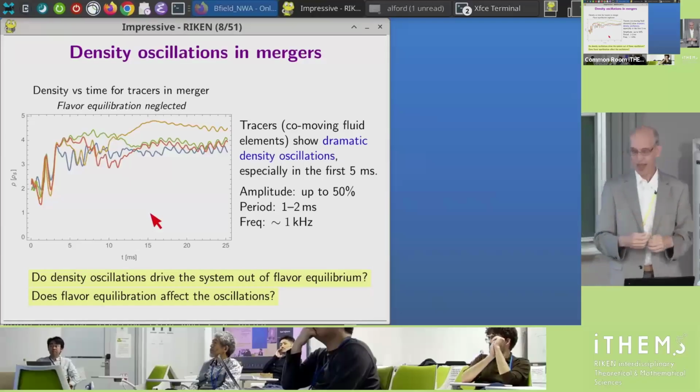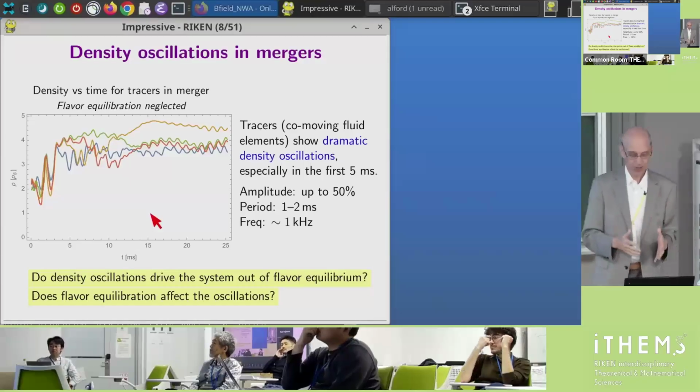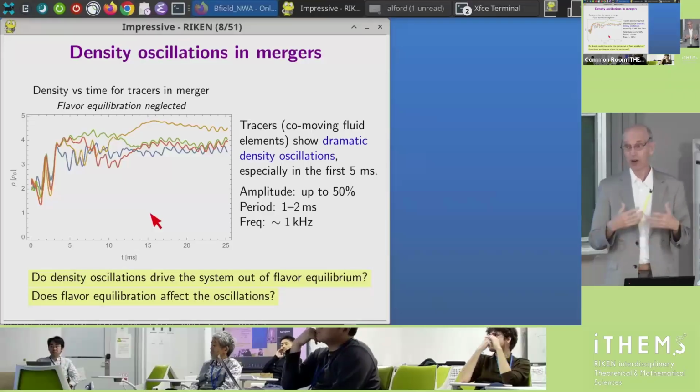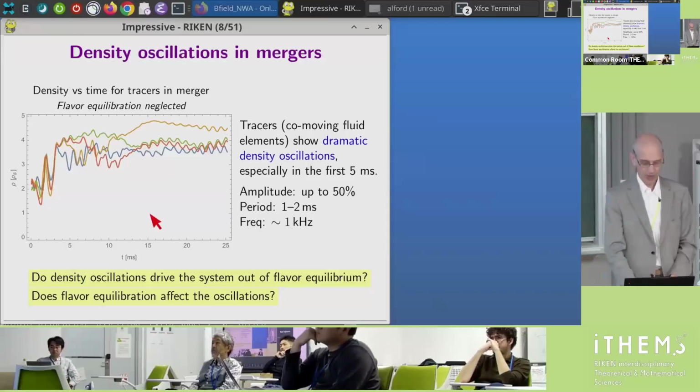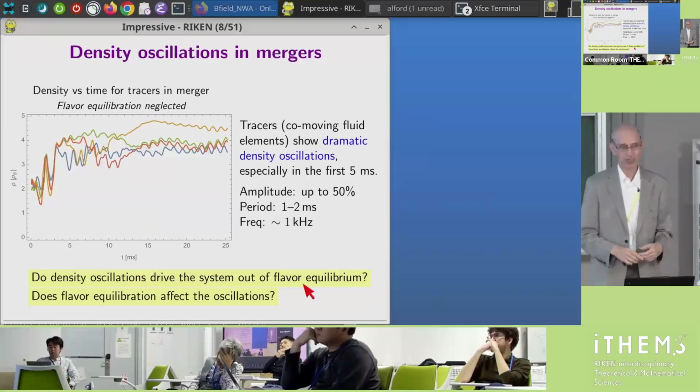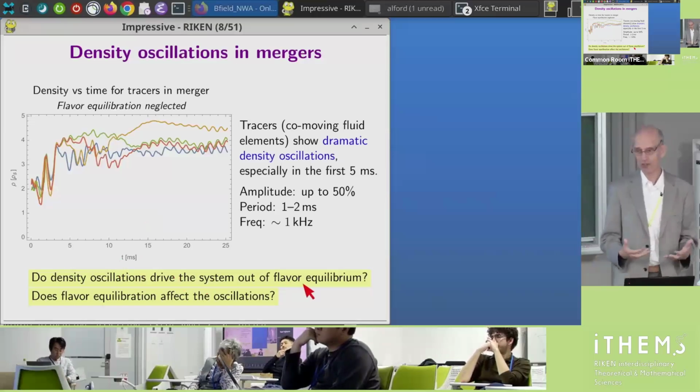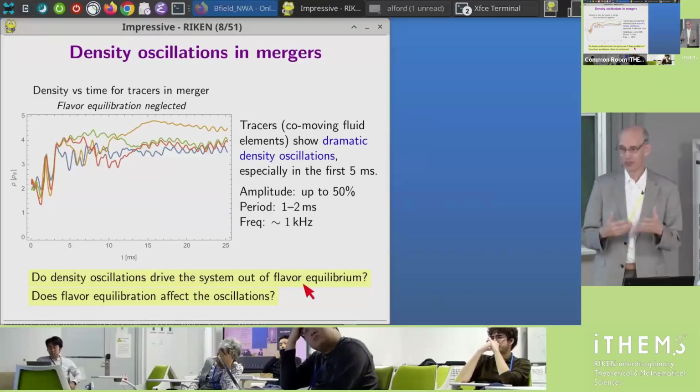And the question here, what I'm going to be looking at, is what other properties apart from the equation of state are relevant. In this case, I'm going to be talking about properties related to density oscillations and what I'm calling flavor equilibrium, which, as I said, really means the proton fraction. I'm going to describe all of this in great detail. That's the topic of the talk.